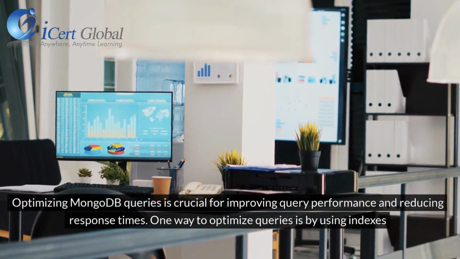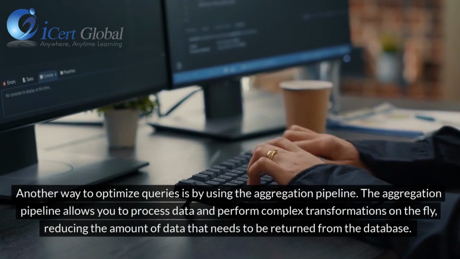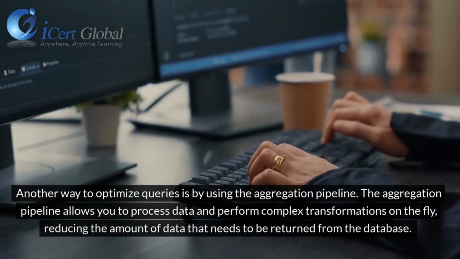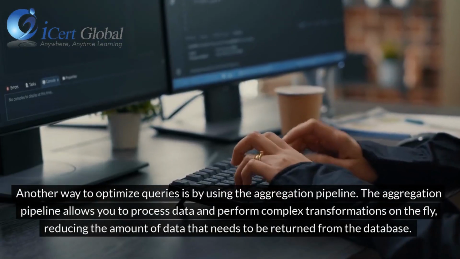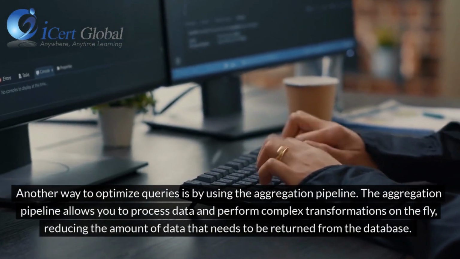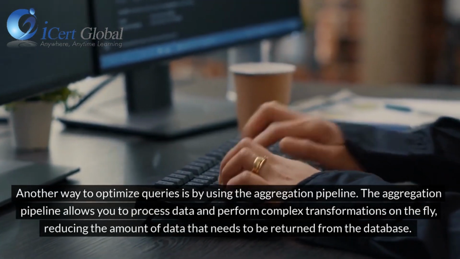One way to optimize queries is by using indexes. Another way to optimize queries is by using the aggregation pipeline. The aggregation pipeline allows you to process data and perform complex transformations on the fly, reducing the amount of data that needs to be returned from the database.